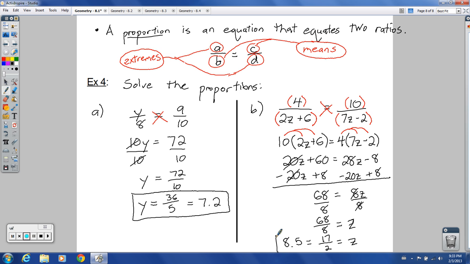You could also write these as mixed numbers. I'm going to leave that out here, but you could say this one is 7 1/5, and this one you could say is 8 1/2 as well. So plug that back in, you can check your answer. I'm not going to do that right now on the video, but it's a good idea to do that. I'll just do it mentally here. So 2 times 8.5, 17. 17 plus 6 would be 23, so 4 over 23.